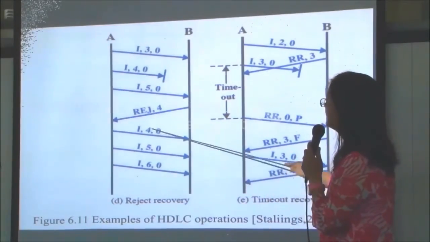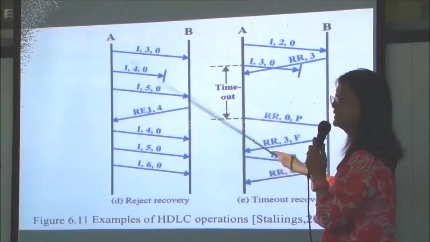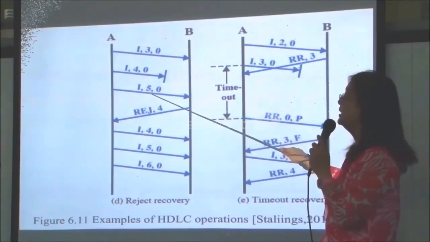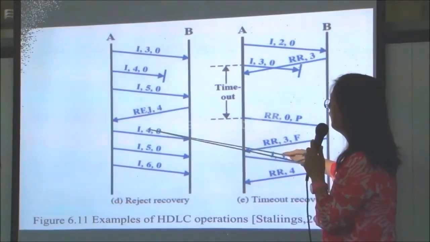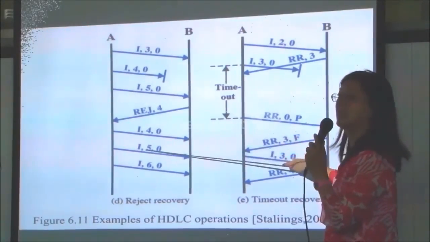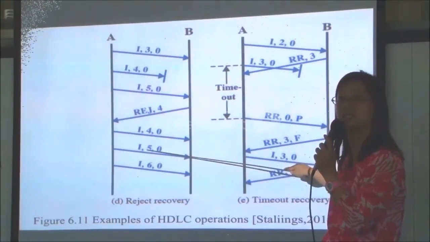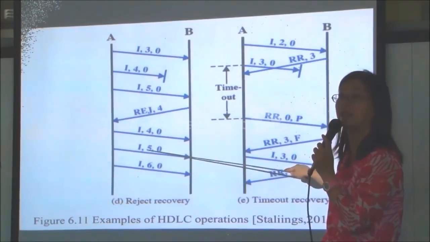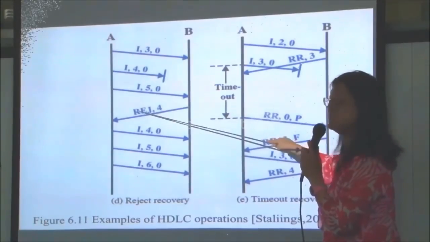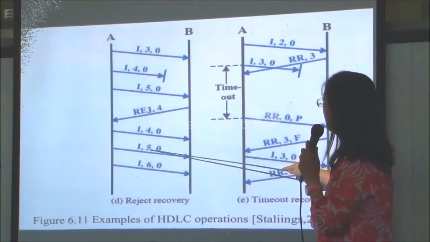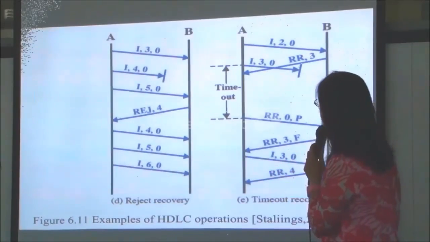So A has to resend 4, 5, 6, right? It has to resend number 4, and then it also has to resend number 5, even though B may have received number 5 correctly, because this is go-back-N. If you use reject, it means that you are choosing go-back-N. So I4, I5, and then the next one will be I6.